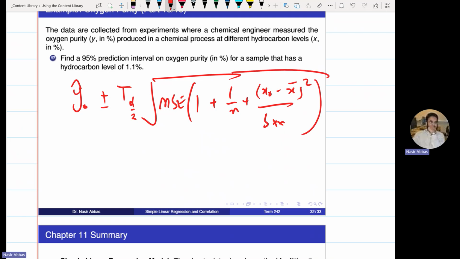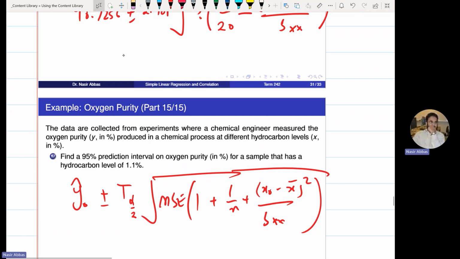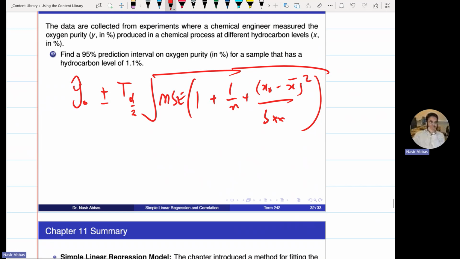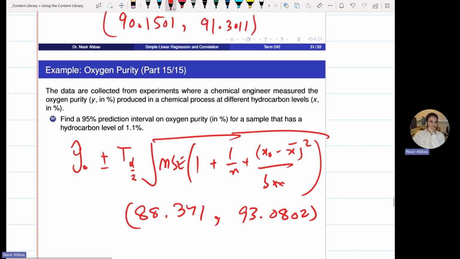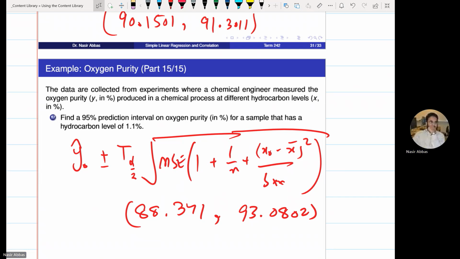Let me give you the final answer and the interpretations of the two. The final answer for the first one is between 90.1501 all the way up to 91.3011. You see a very narrow interval. And for the single value, it gives me 88.371 all the way up to 93.0802. What will you say about the first one? What will you say about the second one?